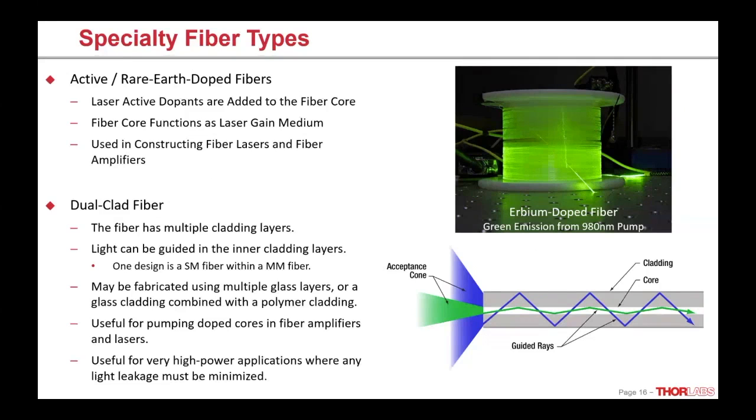Next, we have active fibers or rare earth doped fibers. And the idea here is in addition to potentially doping the core with germanium oxide to change the index, we've also doped the core glass with typically a rare earth ion, which allows the core of the fiber to function as a gain medium for a laser. So pretty cool picture here. We have an erbium doped fiber pumped with 980 nanometer light, and it emits green. Looks very cool. And these are used to create in-fiber lasers, in-fiber amplifiers, and things like that.